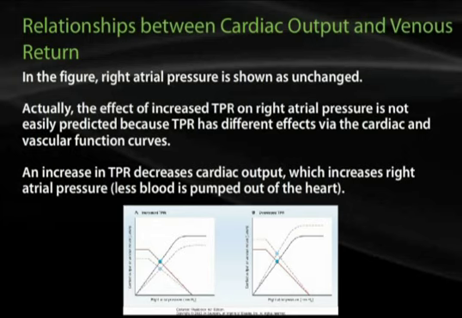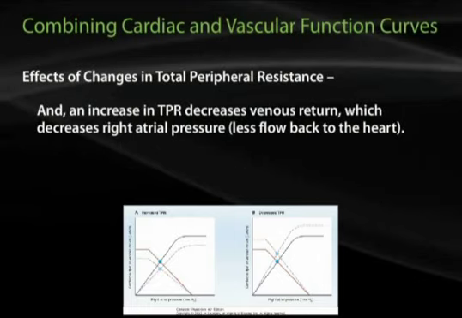An increase in TPR decreases cardiac output, which increases the right atrial pressure, meaning less blood is pumped out of the heart, which causes a backup of blood into the right atrium. An increase in TPR also decreases venous return. Remember that as resistance increases in arterioles, there will be less blood flow into the veins. Less blood flow into the veins from the arteries decreases the venous return back to the heart. This decreases the right atrial pressure. Again, less flow back to the heart.